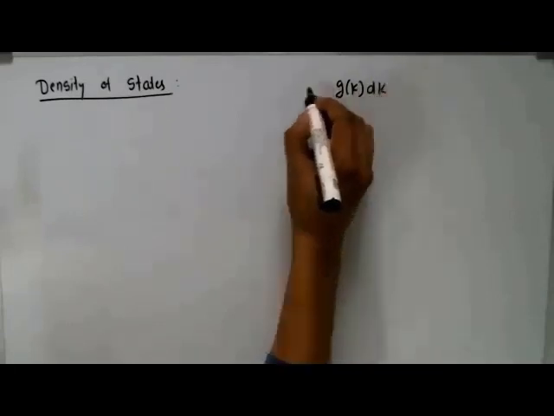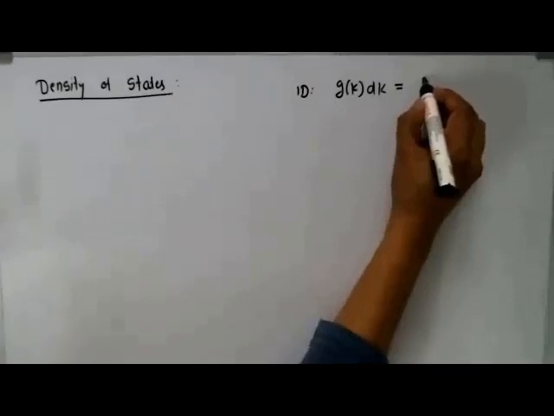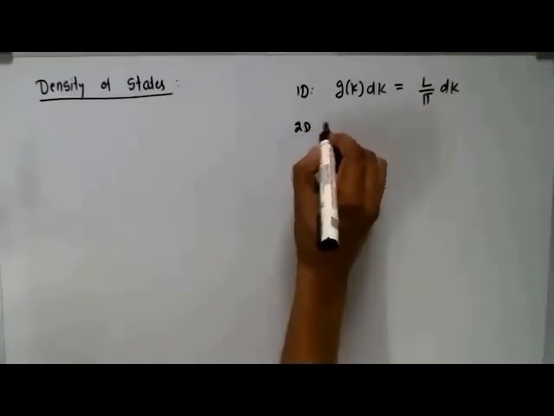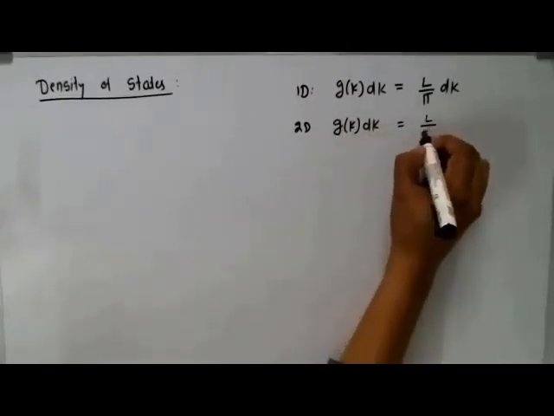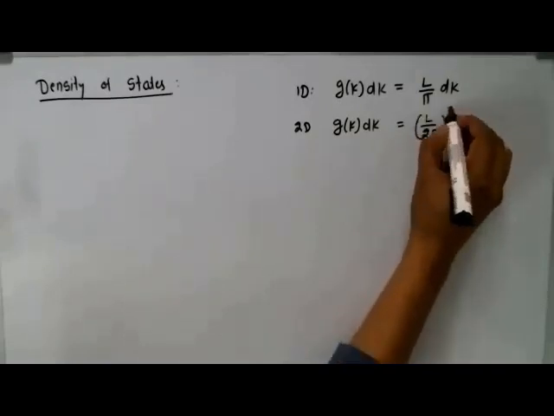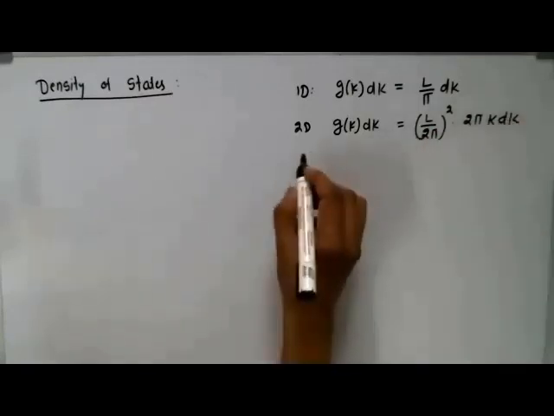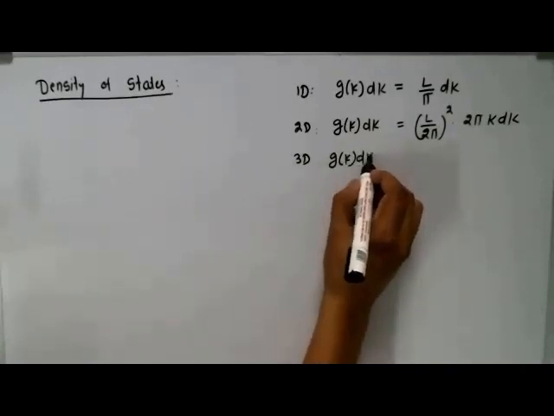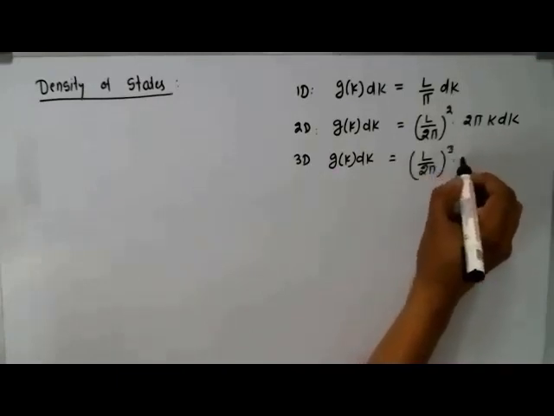So in one dimension, this is equal to what? Can you remind me? L by pi dk. L upon pi into dk. And in two dimension, L by 2 pi upon L by 2 pi whole square, 2 pi k dk. Exactly, 2 pi k into dk. And in three dimension, L by 2 pi whole cube, 4 pi k square dk.